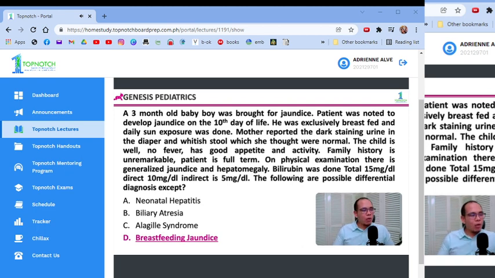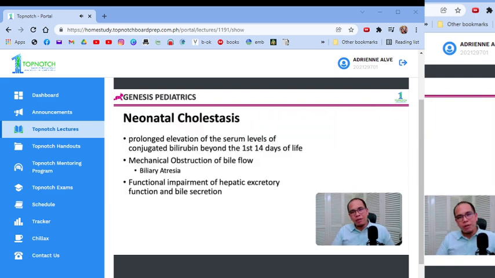Okay? And all of these, bakit siya meron cholestasis? Kasi nga mataas yung direct. So pag mataas ang direct, cholestatic jaundice yan. And all of these diseases, neonatal hepatitis, biliary atresia, Alagille syndrome, all of these diseases are cholestatic jaundice, or diseases which have cholestasis as a common feature. So cholestasis is the prolonged elevation of bilirubin, specifically your conjugated bilirubin beyond the first 14 days of life.